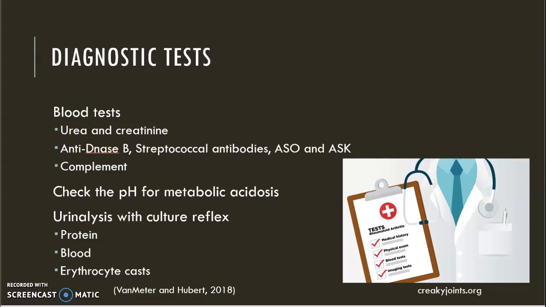Current diagnostic tests for glomerulonephritis would be blood tests, including urea and creatinine, to test for the glomerular filtration rate. Other blood tests include anti-DNase B, strep antibodies, ASO, and ASK, which in this case all would be elevated. Complement levels are decreased. pH is lower due to decreased serum bicarb levels from inability to filter through the glomerular capillaries. Urine analysis will help to determine if there is an infection, and a urine culture will help determine the organism responsible for the infection.